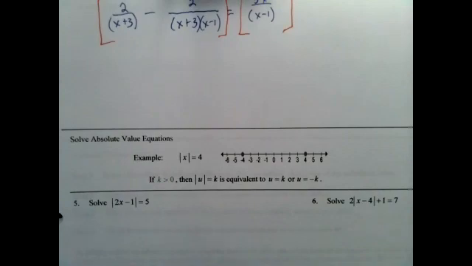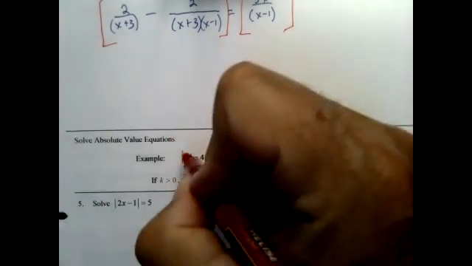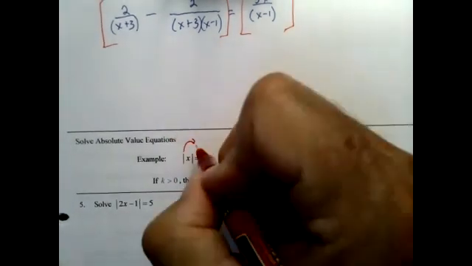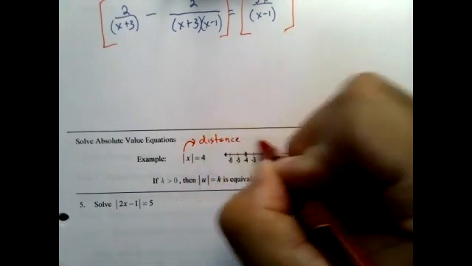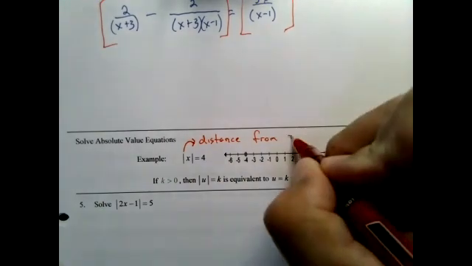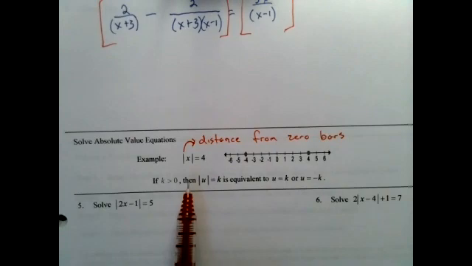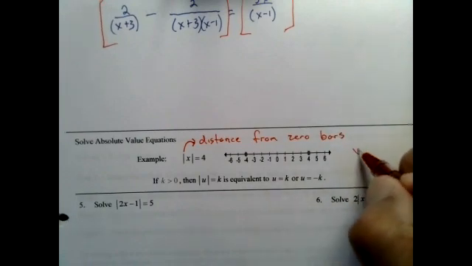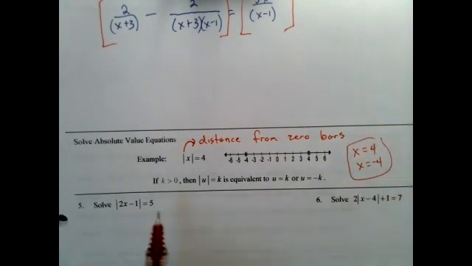All right, the next part, starting to work with absolute values. And in my world, when I would teach this in high school, I would call this the distance from 0 bars. What numbers have a distance from 0 of 4? Well, it's two answers, 4 and -4. x equals 4, x equals -4. Okay, and all of you understand this much.